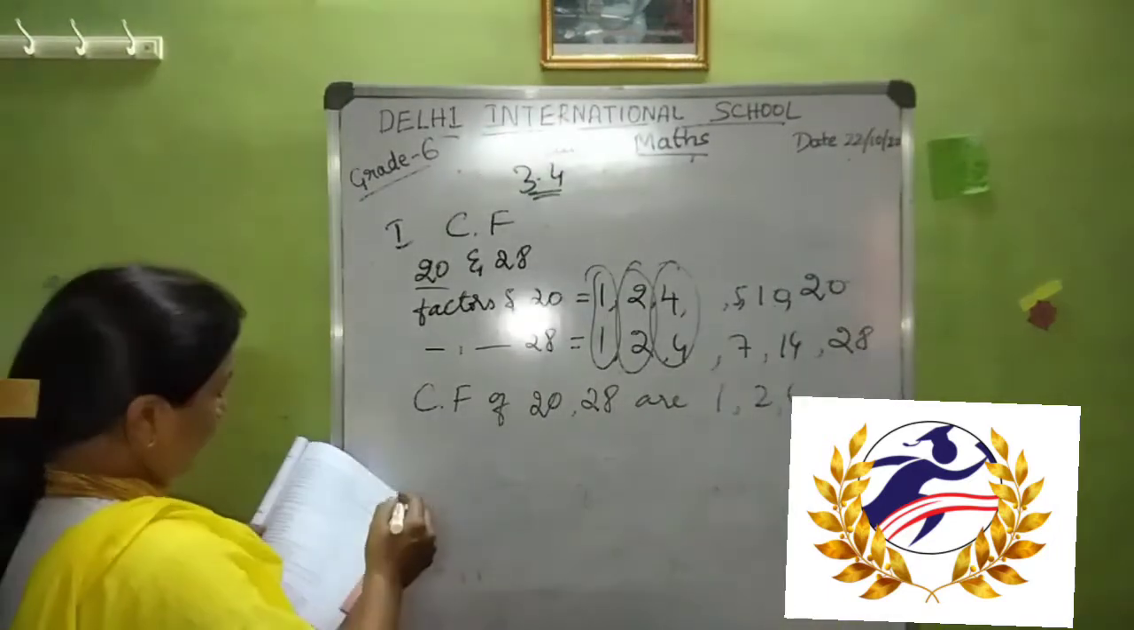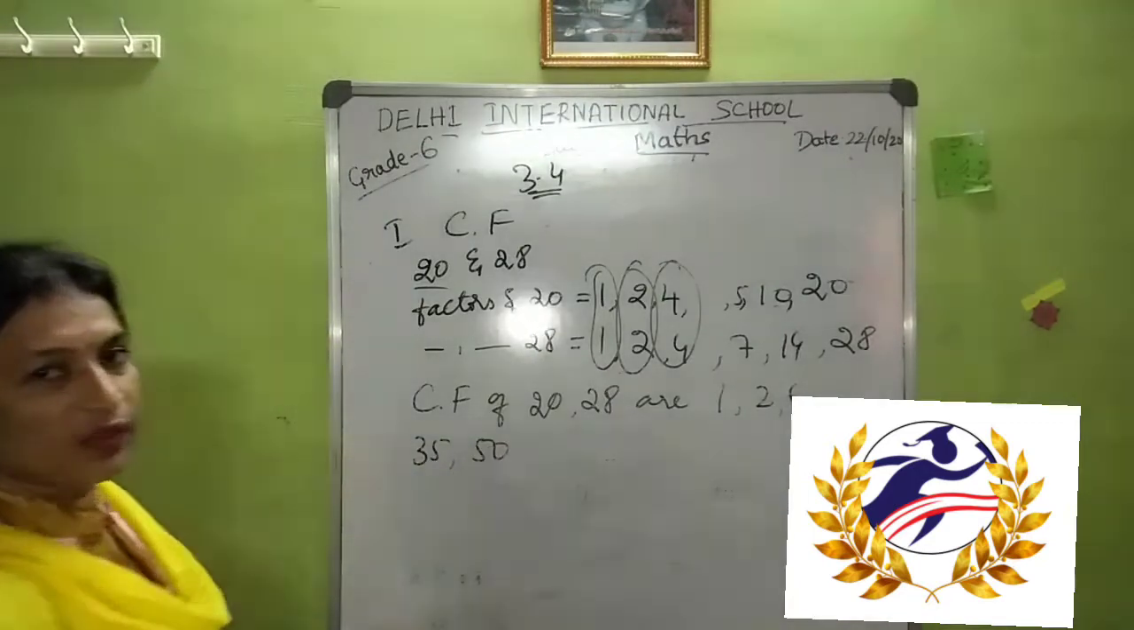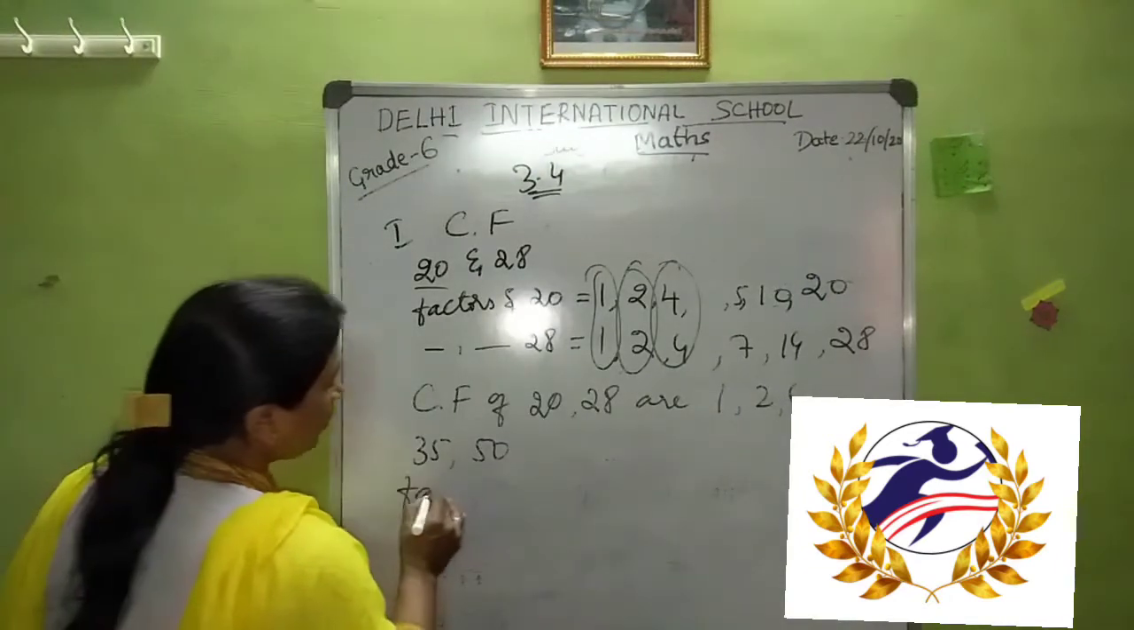In the same way, I'll do one more problem: 35 and 50. Take the common factors of 35 and 50. The factors of 35.